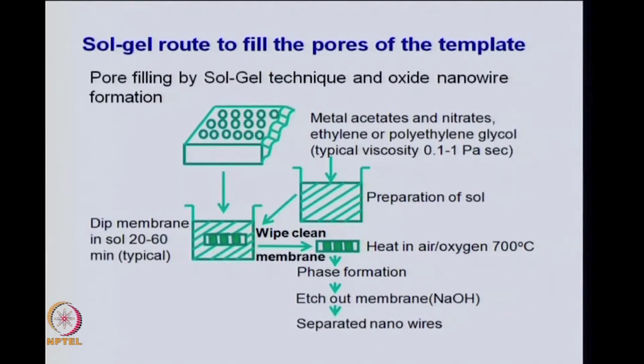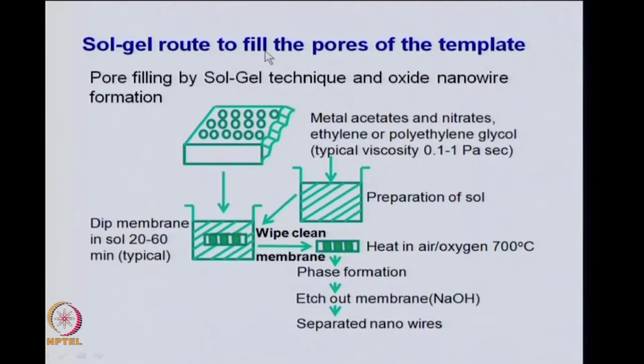Now, more commonly, and a method which is probably used to a large extent, is the sol gel route to fill the pores of the template. So, you have a template which has got many pores, and these pores can have a diameter of the type that you want the wires to be grown in them, so you can make your template accordingly, choosing the diameter of the pores, and also the thickness of the template will guide how long your nanowires will be which you want to grow within this template.